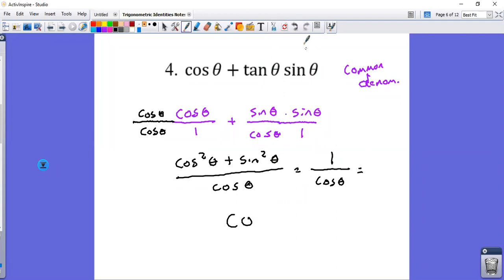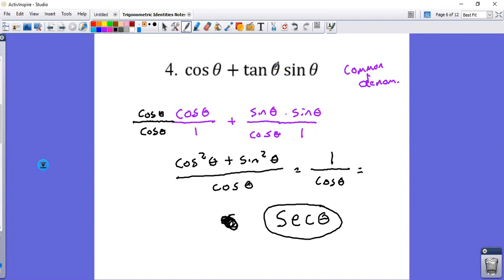I write that as cosecant. Oh, not cosecant. Oh, let's do that. Maybe I'll be able to do that quicker. Probably not. It's gonna take forever just to get rid of that. I'm just gonna scratch that out then. Okay, so 1 over cosine is secant theta. That's your answer.